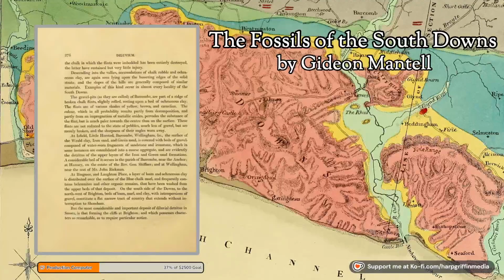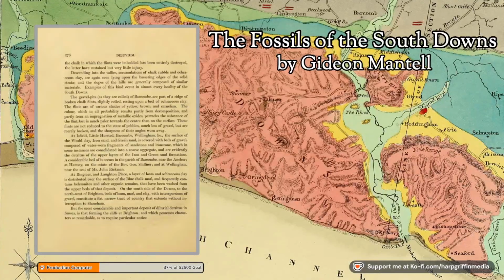John Rickman. At Ringmer and Lawton Place, a layer of loam and ochreous clay is distributed over the surface of the blue chalk marl, and frequently contains belemnites and other organic remains that have been washed from the upper beds of that deposit. On the south side of the downs, to the northwest of Brighton, beds of loam, marl, and clay, with interspersions of gravel, constitute a flat, narrow tract of country that extends without interruption to Shoreham.